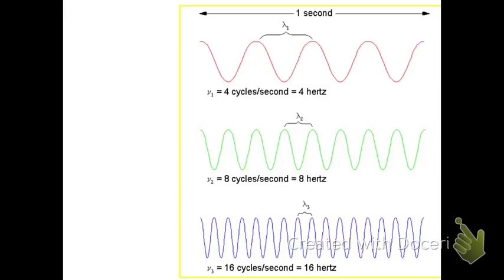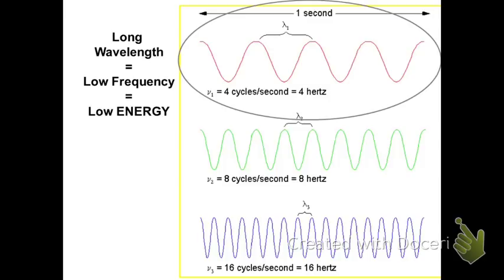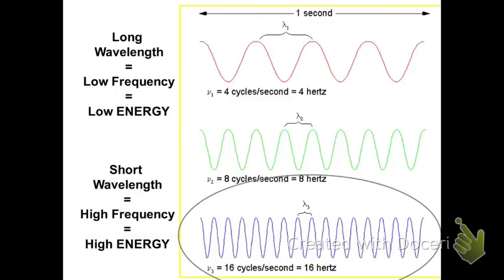You are going to be responsible to know the relationship between these. The longer the wavelength, the lower frequency. So the bigger the distance, the less waves I see, and the lower energy that I have. Notice, when wavelength is high, frequency and energy are low. So wavelength is inversely related to frequency and energy. But frequency and energy are directly related to one another, because when one's low, the other's low.